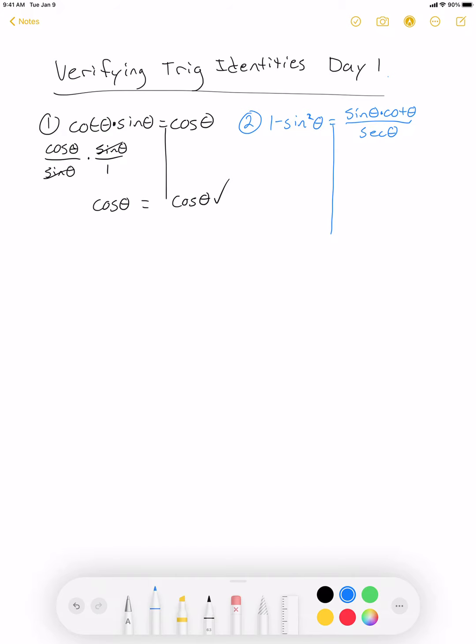Because all of these are being multiplied and divided, what we want to do is get everything in terms of sine and cosine. So for example, in my numerator, I have sine of theta times cotangent. And again, remember, cotangent is the same thing as cosine over sine. We can say sine is over 1 technically. So that is our numerator. Now what does our denominator look like? Our denominator, which is secant, remember, is 1 over cosine theta. So let's deal with our numerator first.